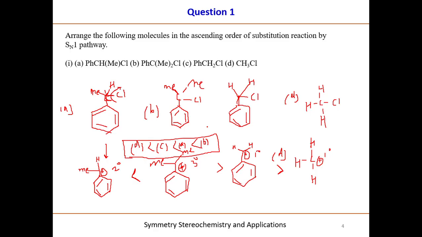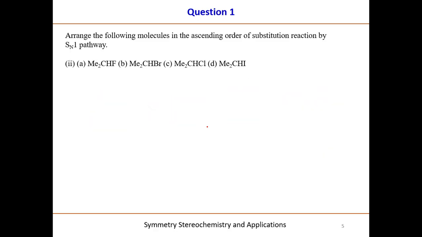Let's talk about the second example. Now I hope all of you are getting the concept behind the SN1 reaction, SN1 pathway. First, the SN1 reaction is based on the stability of the carbocation, and the second thing is that the SN1 reaction pathway is based on the leaving group present in the molecule. So the tendency of the leaving group also matters in the SN1 pathway.